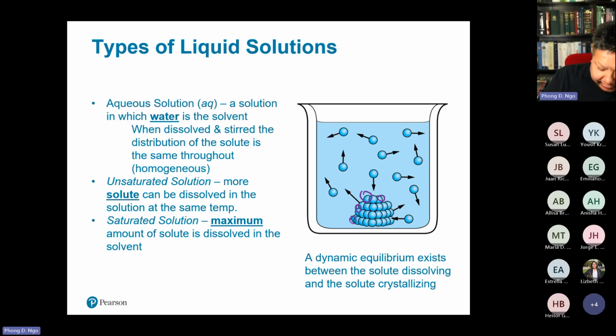And there's this thing called dynamic equilibrium. That's when it reaches a point where the same amount of solute is dissolving as is undissolving. The word for that is precipitate: it undissolves at the same rate. So the net effect is that you have stuff left over at the bottom that's not completely dissolved, and that's called dynamic equilibrium. So just remember the words unsaturated solution and saturated solution.